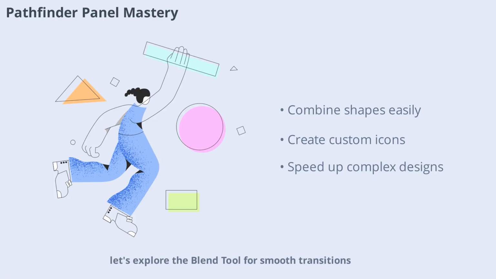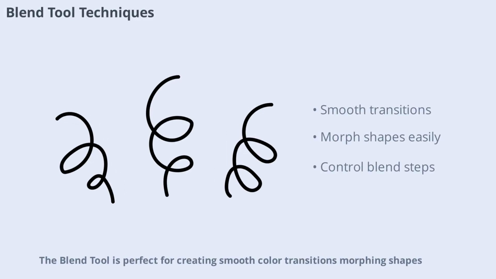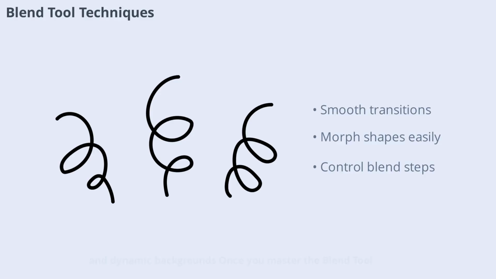Next, let's explore the Blend tool for smooth transitions. Blend tool is perfect for creating smooth color transitions, morphing shapes, and generating intermediate steps between objects. By blending two or more shapes, you can produce gradients, abstract backgrounds, or even animated effects for export. Adjusting the number of steps or the spacing method gives you precise control over the result. This tool is especially useful for infographics, illustrations, and dynamic backgrounds. Once you master the Blend tool, your designs will gain a new level of depth and sophistication.